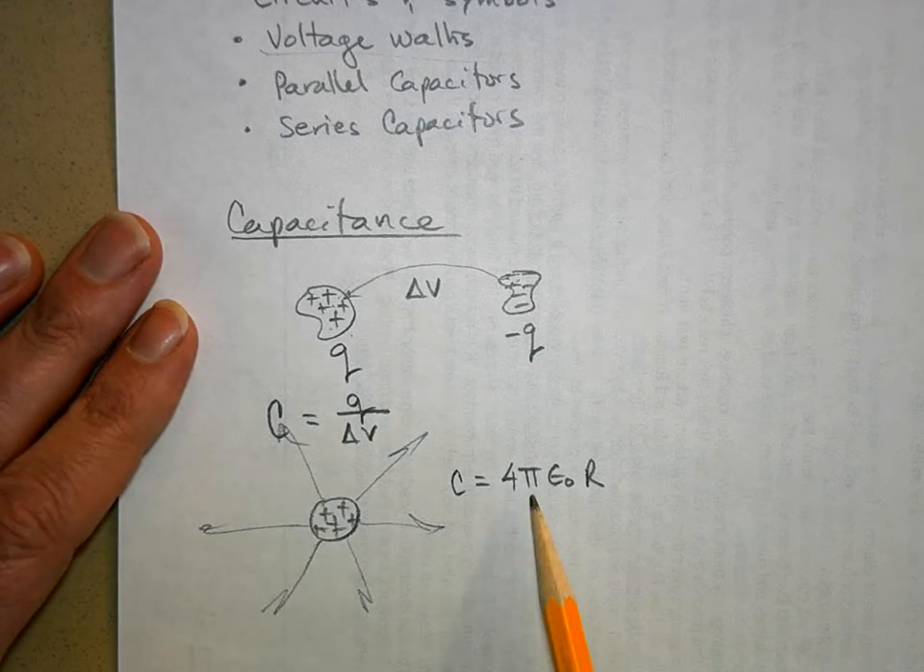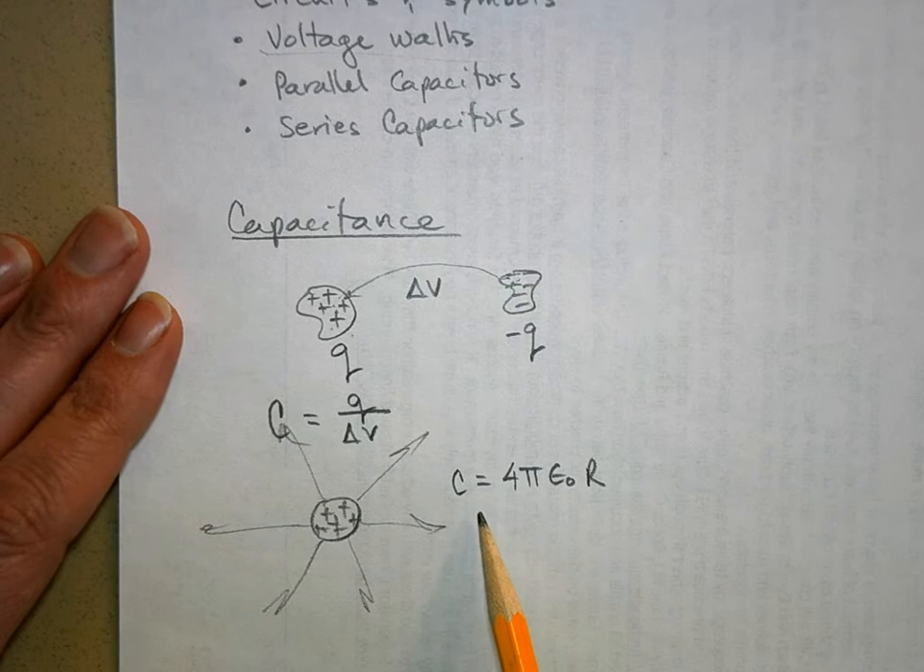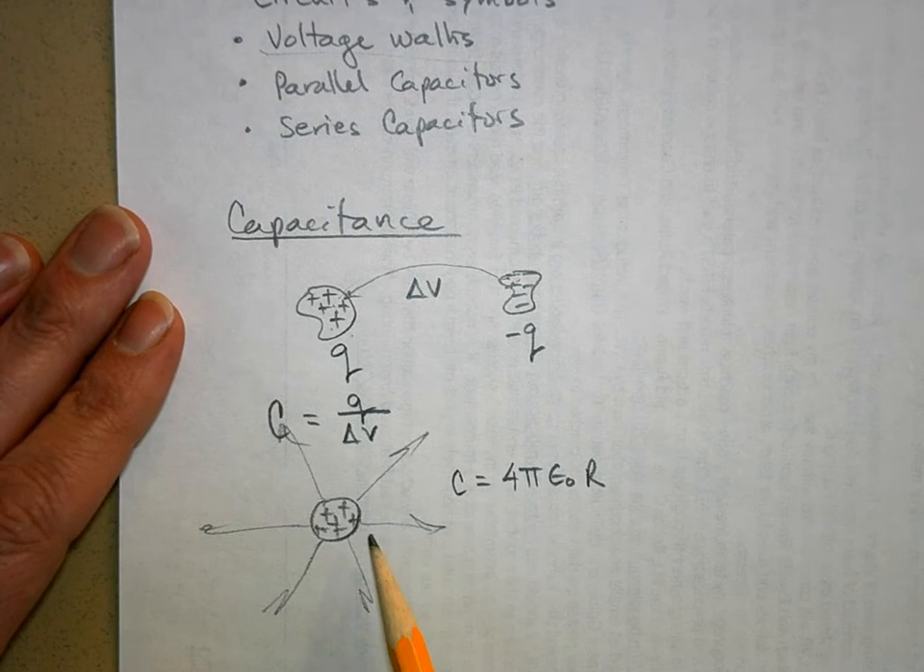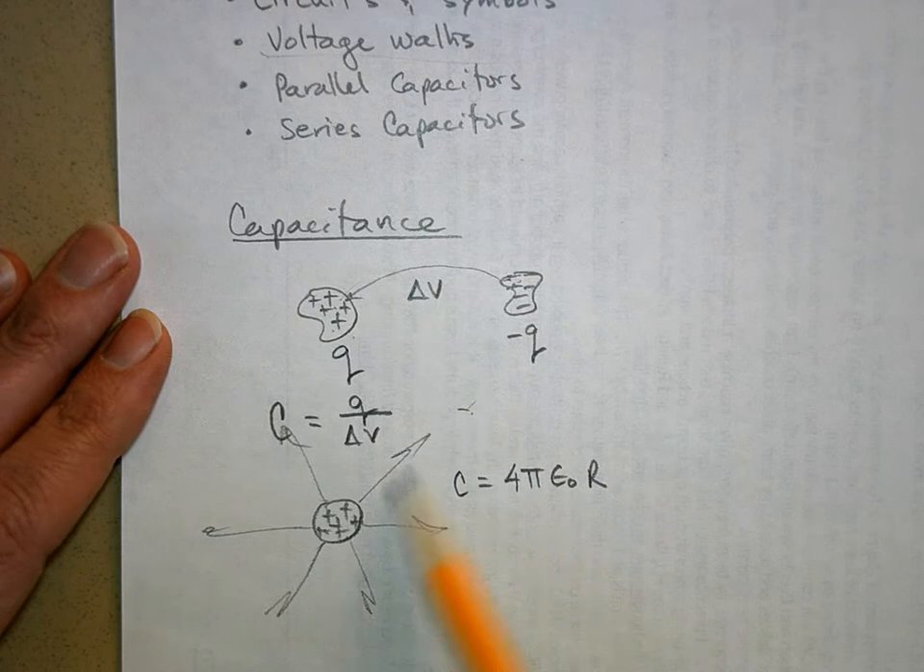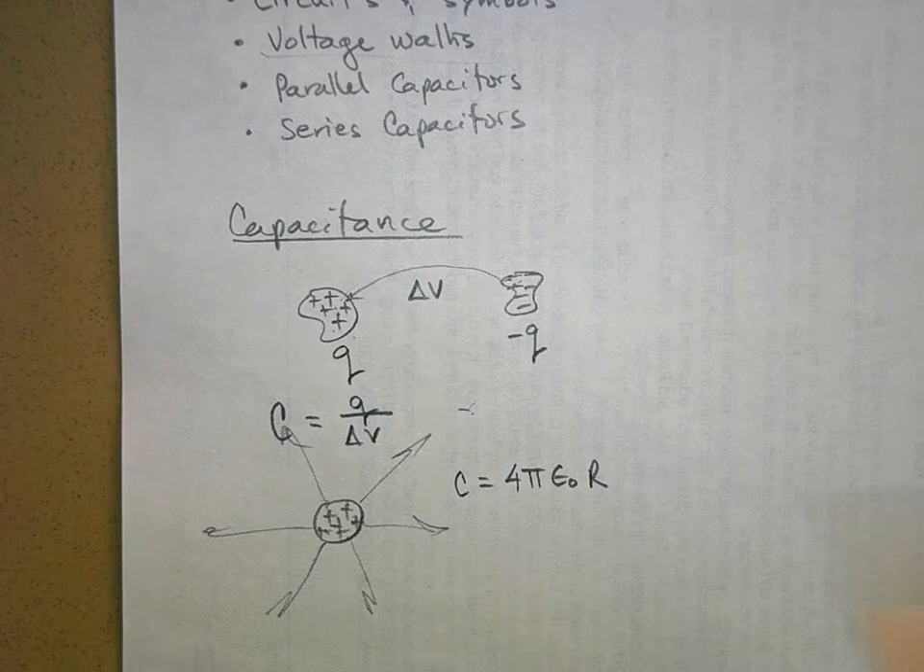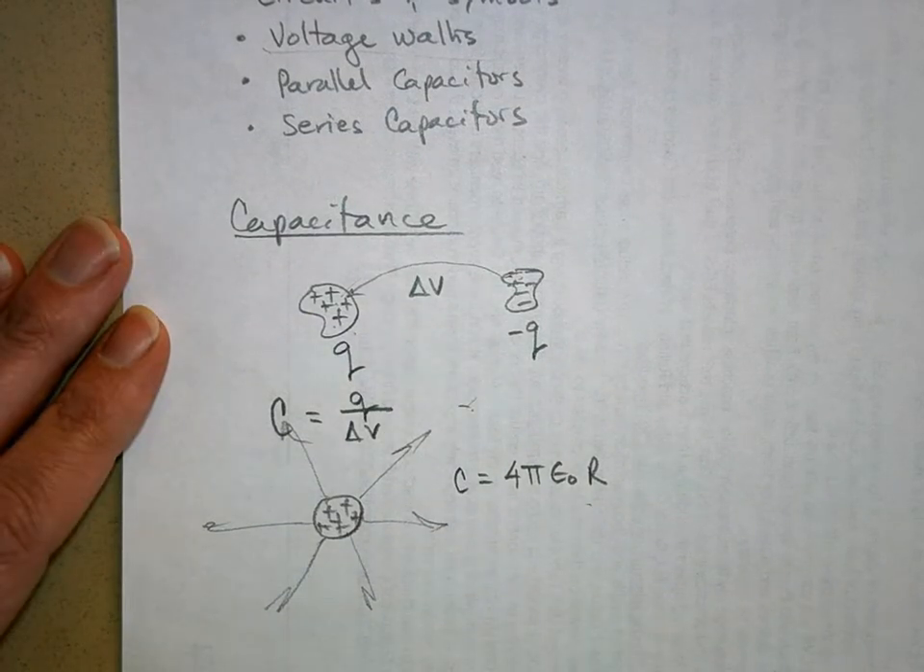We got this by dividing the charge on this sphere by the voltage to go from the negative charge, which was infinitely far away, and bring it in here. We measured how much work per unit charge that took, the voltage, and we divided it, and things canceled out, and we ended up with this.